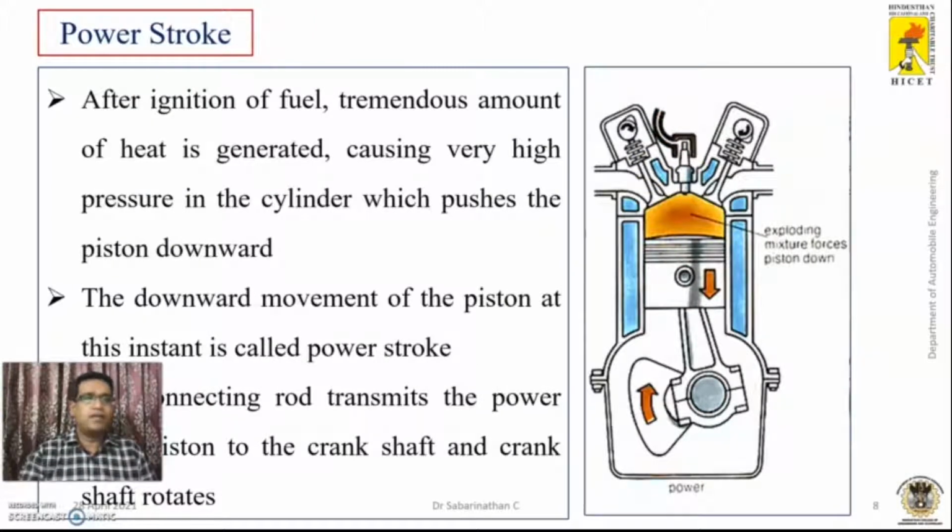This is the third stroke, namely the power stroke. After ignition of the fuel, a tremendous amount of heat is generated, causing very high pressure in the cylinder, which pushes the piston in the downward direction. Due to that, the piston will move from top dead center to bottom dead center. That downward movement of the piston is called the power stroke. The connecting rod transmits the power from the piston to the crankshaft, and the crankshaft starts to rotate.